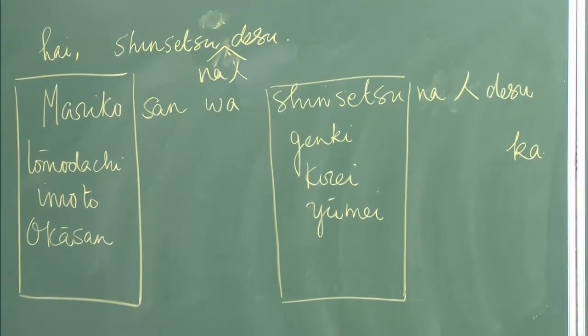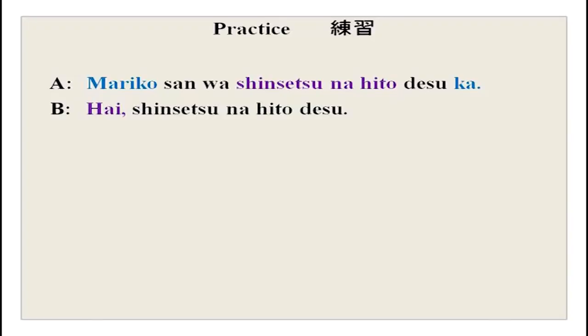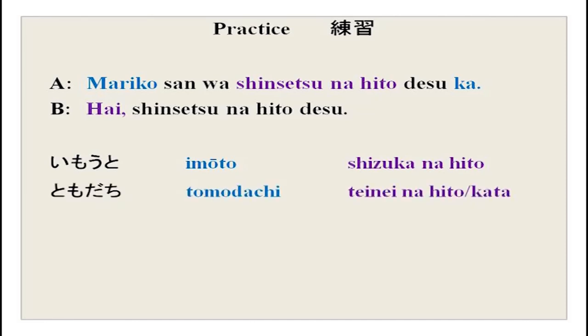Is it all right? I am sure you can understand this. It's given over here as well, so you can practice from here. Mariko-san wa shinsetsu na hito desu ka? Hai, shinsetsu na hito desu. Instead of Mariko-san, you can place any of these. Imoto-san wa shizuka na hito desu ka? Hai, shizuka na hito desu. Tomodachi wa teinei na hito desu ka? And instead of hito, if you really want to be very polite, you can also use kata, which is given over here. So, tomodachi wa teinei na kata desu ka? Hai, tomodachi wa teinei na kata desu.